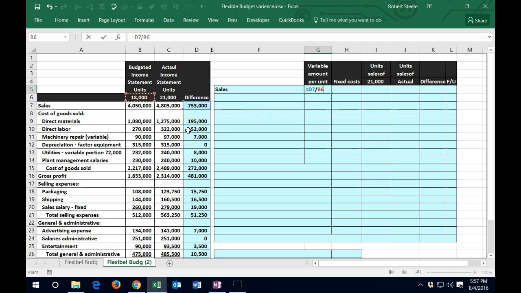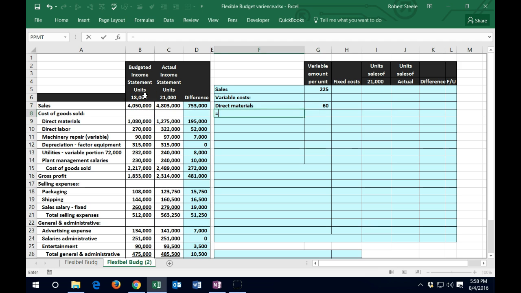Whoop, I took the wrong number. Scratch that. We're taking the original budget of the 4,050,000 sales divided by the 18, and that means we're having the 225 sales per unit. Then we got the variable costs, colon, and the variable costs are going to include the direct materials. I'm going to do this a bit faster here because we've seen this before. It's going to be the direct materials, and that's going to equal this number divided by the 18,000 units. That's the per unit total.